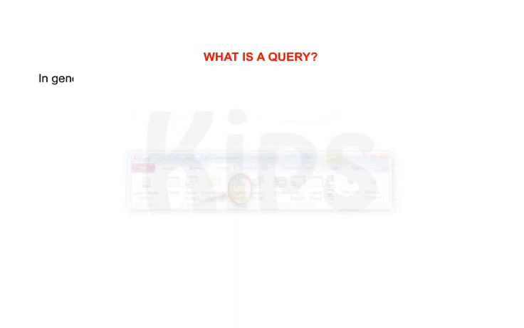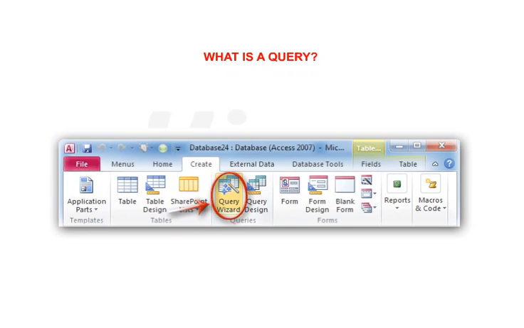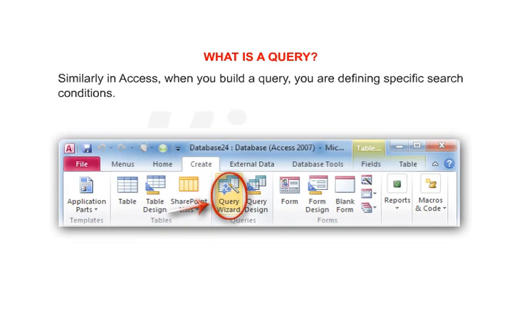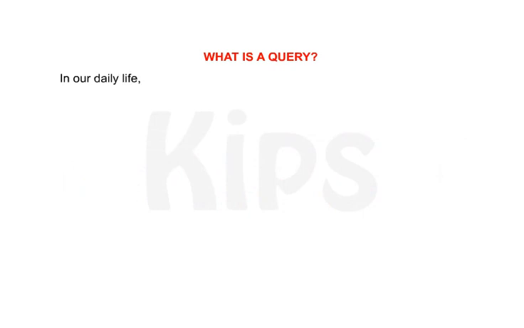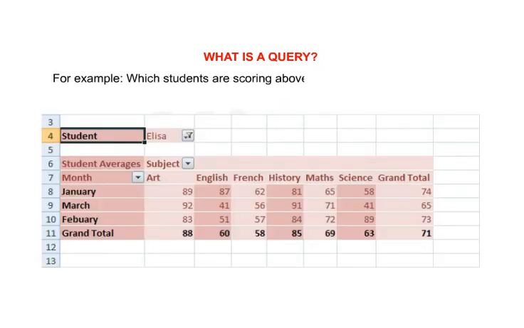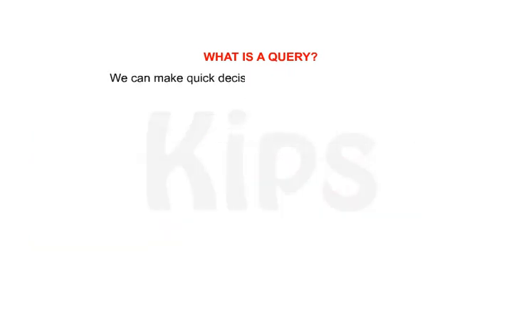Let's first understand what is a query. A query is like a simple question that we ask to find a specific information from the database. Similarly, in Access, when you build a query, you are defining specific search conditions. You can use queries to view, change, summarize, and analyze specific data in different ways. In our daily life, we form several types of queries to get specific information. For example, which students are scoring above 85% marks? Which students live in Sector 4, Chandigarh? And so on. We can make quick decisions depending on that criteria.